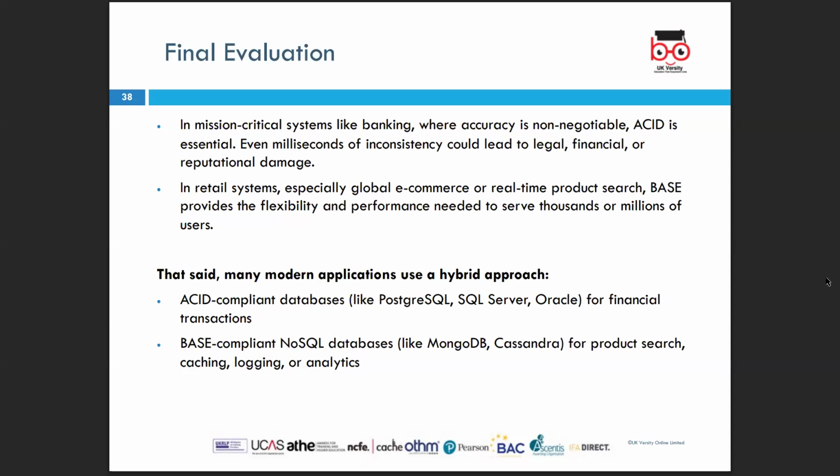So with that said, many modern applications use a hybrid approach, where they have ACID-compliant databases like Postgres, Microsoft SQL Server, or Oracle for financial transactions, while BASE-compliant NoSQL databases like MongoDB or Cassandra are applied for product search, caching, logging, and analytics.